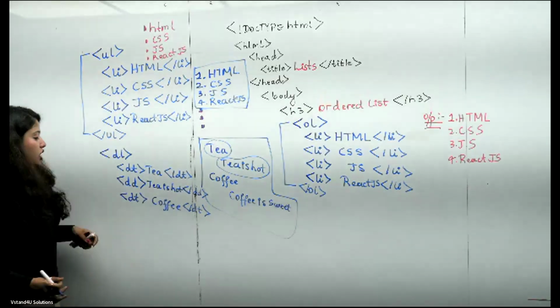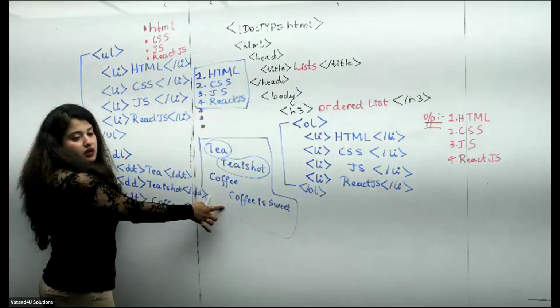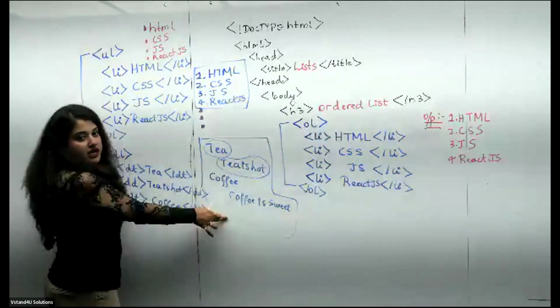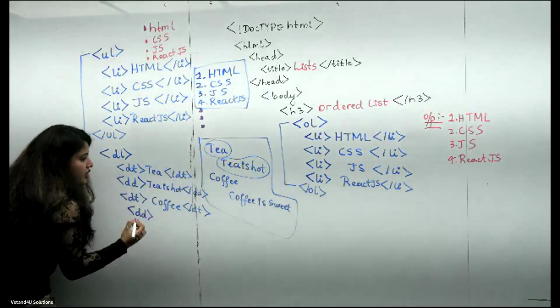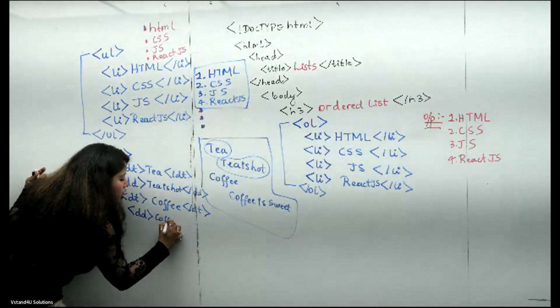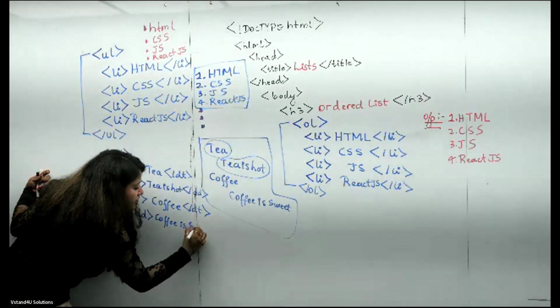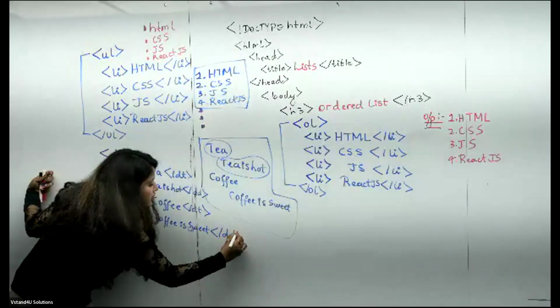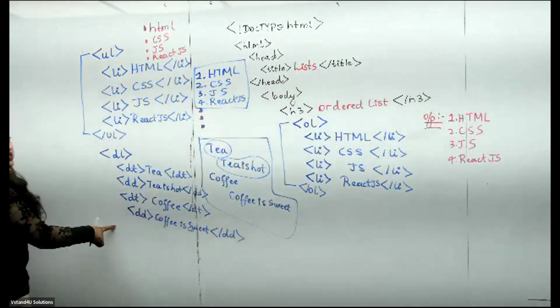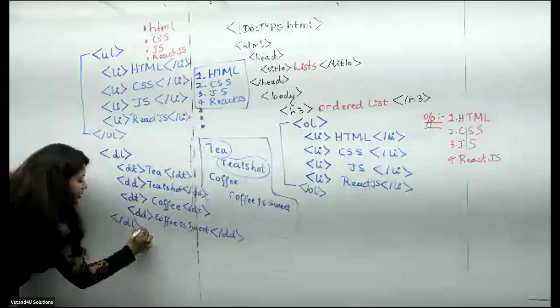So now I want to mention the description data here. I will be using the tag called DD and I will be writing coffee is sweet. Coffee is sweet. And let me close this DD tag. Now tell me, should I close this DL tag? Yes. Now I'll be closing this DL tag.